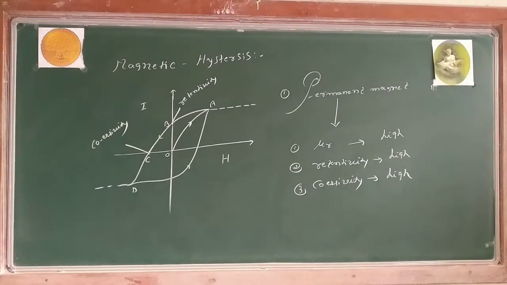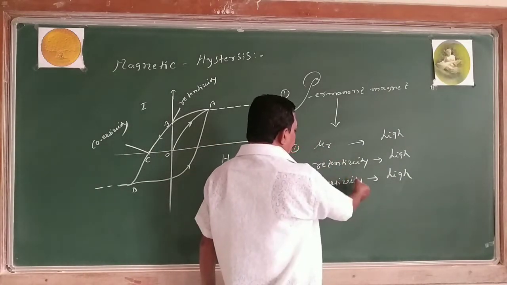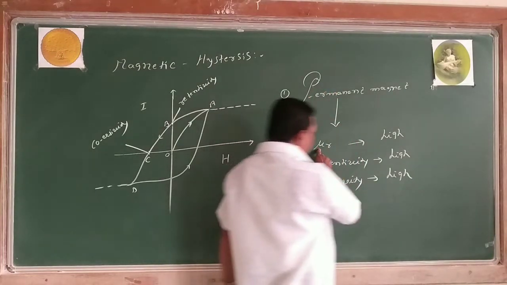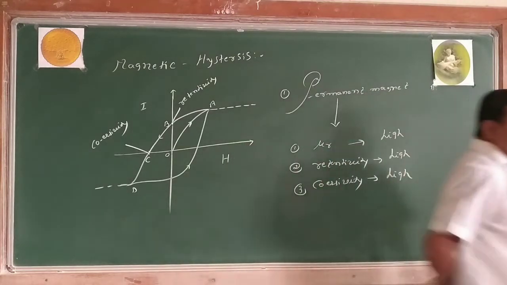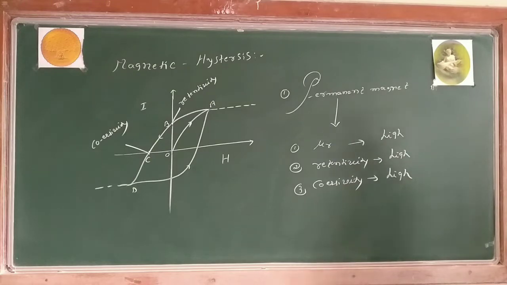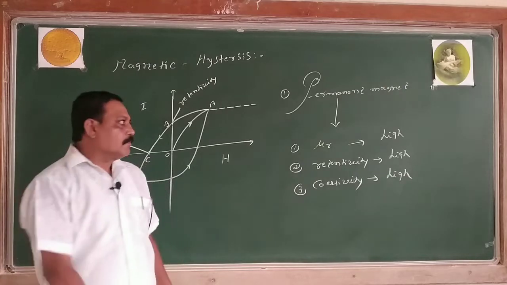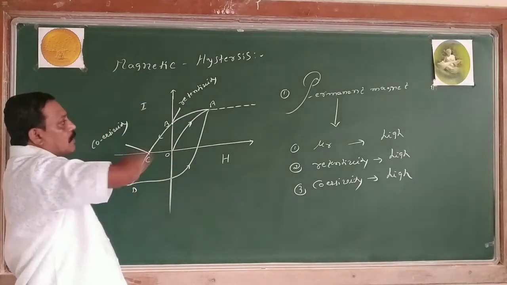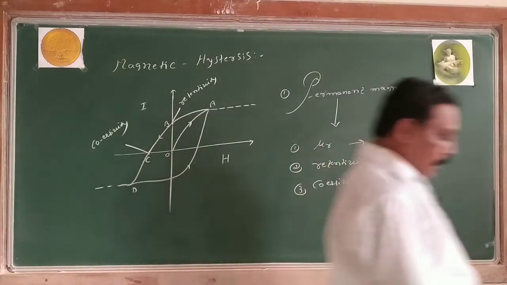Are you getting the point? To make the permanent magnet, I need three factors: relative permeability, retentivity and coercivity. The material selected to make the permanent magnet should possess high permeability, high retentivity and high coercivity. Are you getting the point? That is the importance of what? This magnetic hysteresis curve here. If you know the retentivity and coercivity of the materials, by knowing them we can select the materials for making permanent magnets or electromagnets.